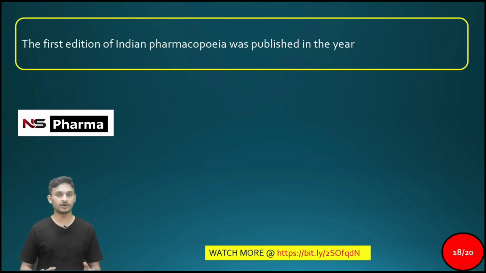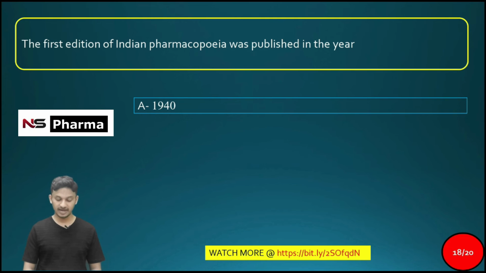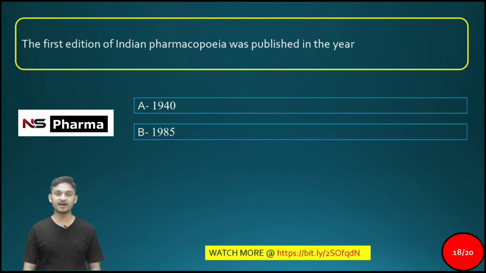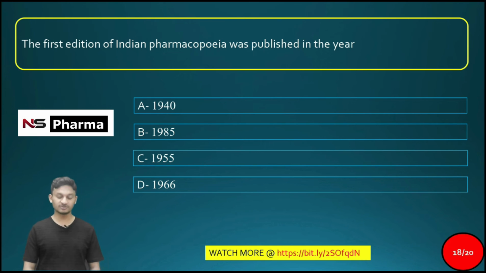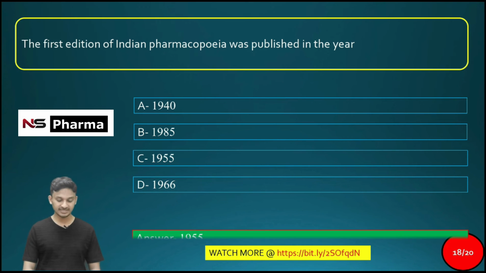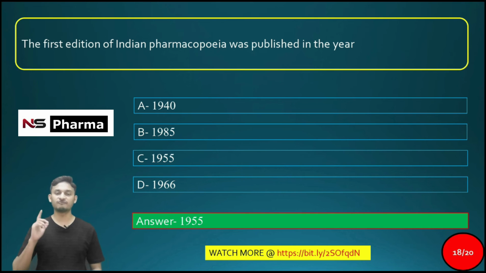Anyway, all the questions are important. In the introduction itself, I told you all the questions are very important as per the competitive exams. So anyway, this is some more important. The first edition of Indian Pharmacopoeia was published in the year. Options are option A 1940, option B 1985, option C 1955, option D 1966. So the correct answer is option C, 1955. The first edition was in 1955.